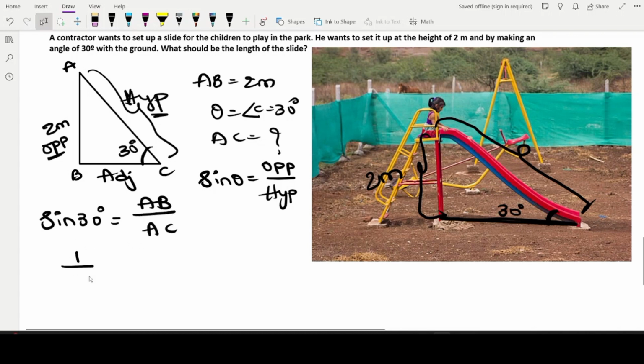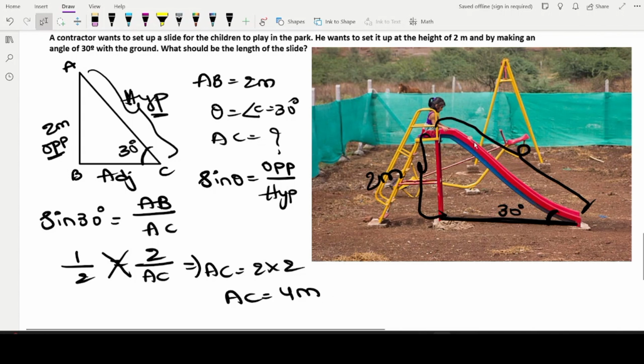We know that sine 30 degrees value is 1 by 2 and AB is 2 divided by AC. We are cross multiplying them. We get 1 into AC is AC equals 2 into 2, which is AC equals 4 meters. So the length of the slide will be 4 meters. Therefore AC equals 4 meters. This is the third one.